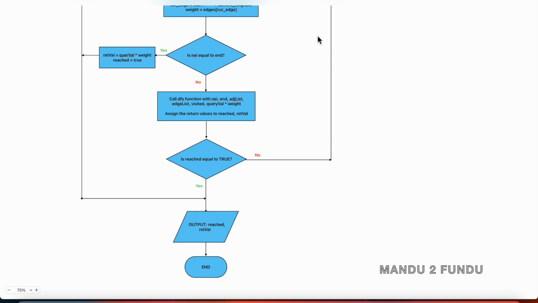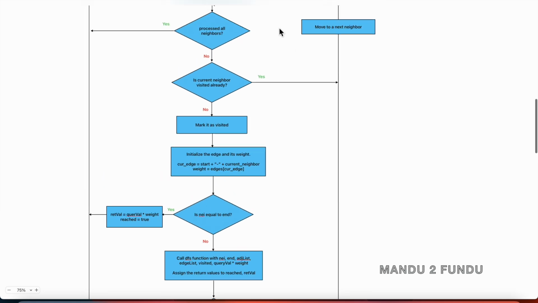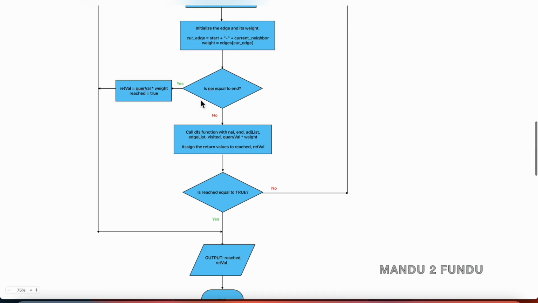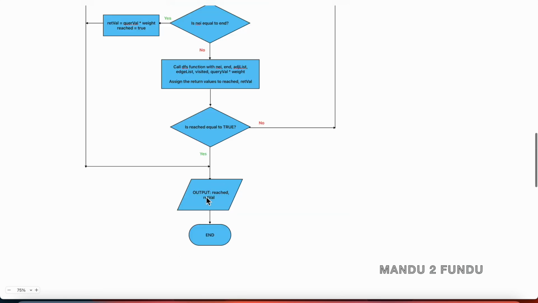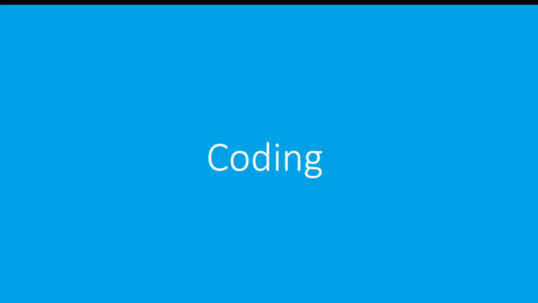Otherwise, we repeat this recursively until we either reach the end vertex or we processed all the vertex in the graph. Then finally we return the reached boolean and the retval as the output. Let's move on to coding.